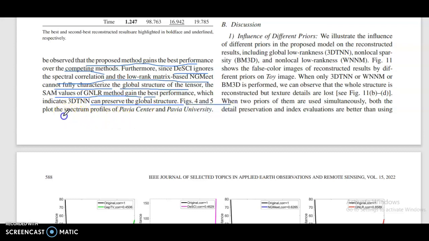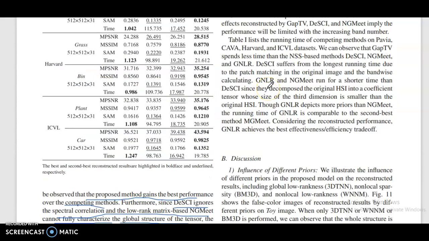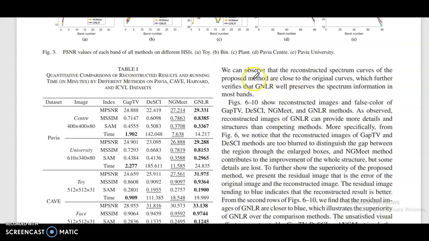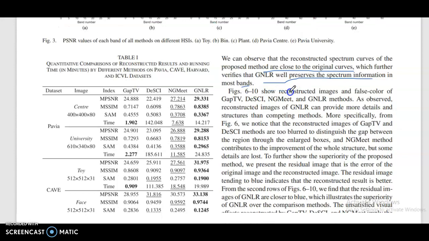Figures 4 and 5 plot the spectrum profiles on Pavia Center and Pavia University. We can observe that the reconstructed spectrum curves of the proposed method are close to the original curves, which further verifies that the GNLR well preserves the spectral information in most bands.